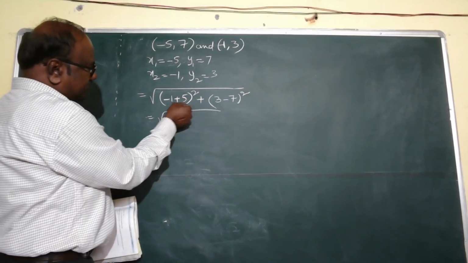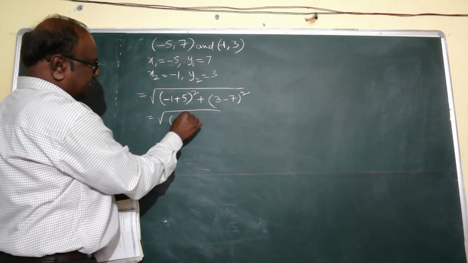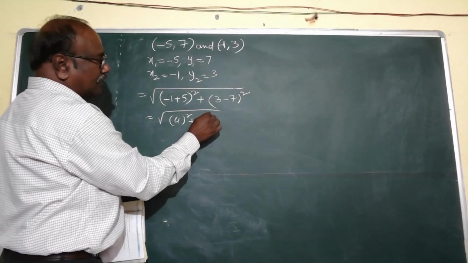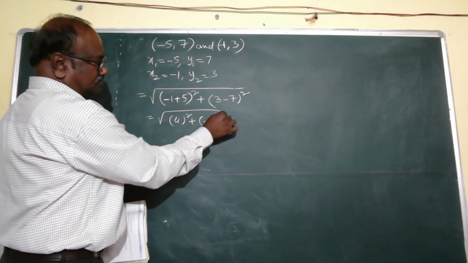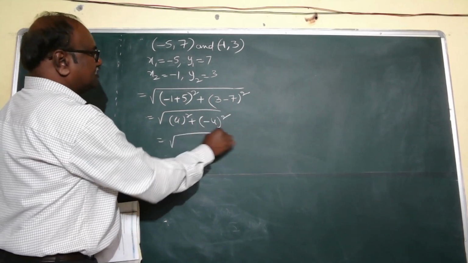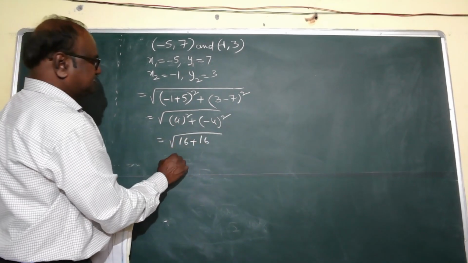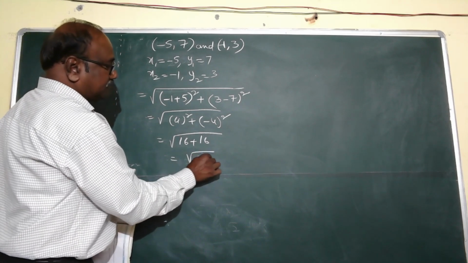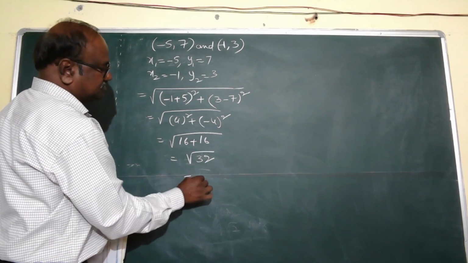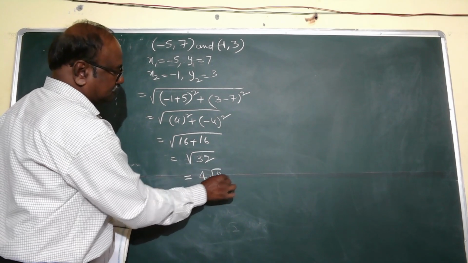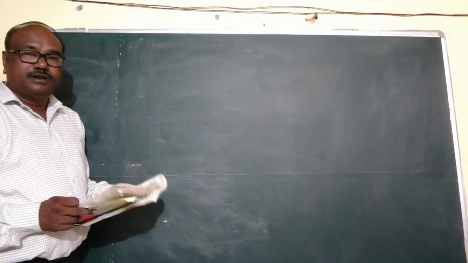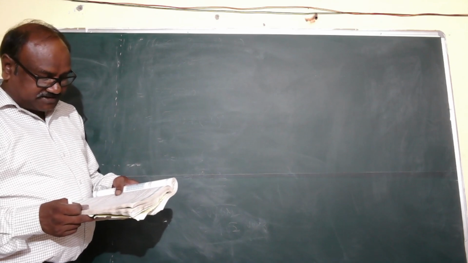Now simplify this. 5 minus 1 is 4, 4 square. 3 minus 7 is minus 4 whole square. So 4 square is 16, minus 4 whole square plus 4 square is 16. That is root 32. Previously also we got like this, 16 into 2, so it is 4 root 2 units.